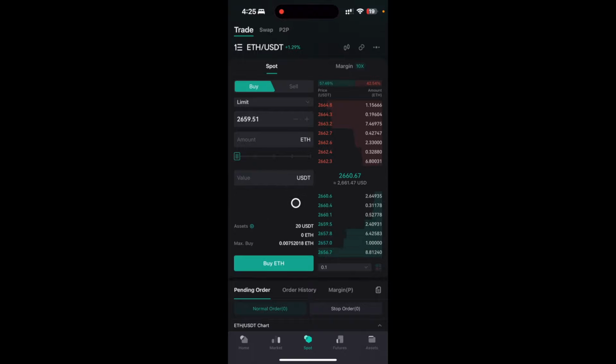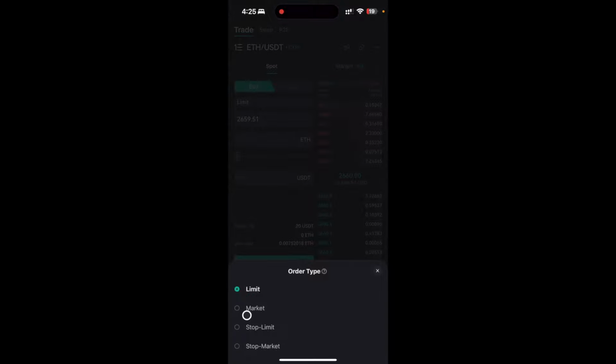So let's say I want to buy some BTC right now, or some Ethereum, because we have got the Ethereum pair selected right here. So let's say I want to buy Ethereum right now. All I have to do is to choose whether I have to use a market order or a limit order.